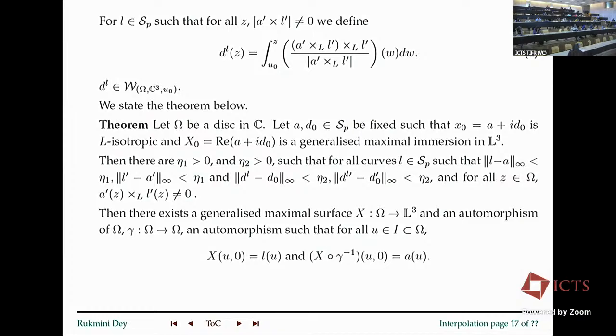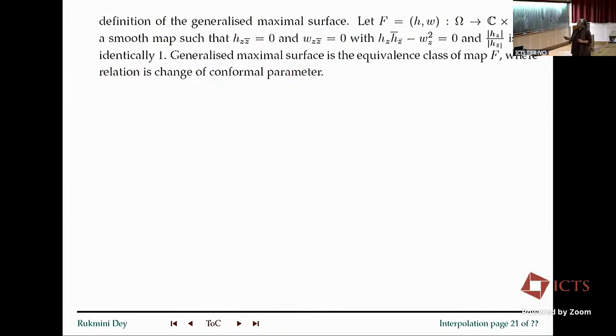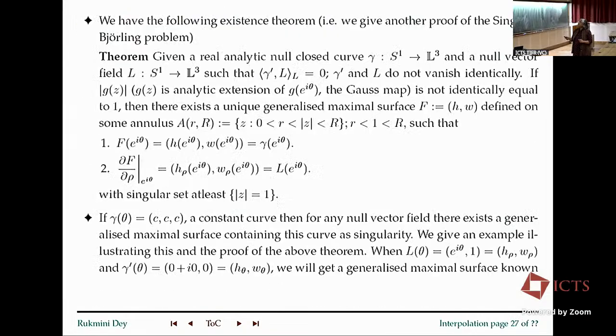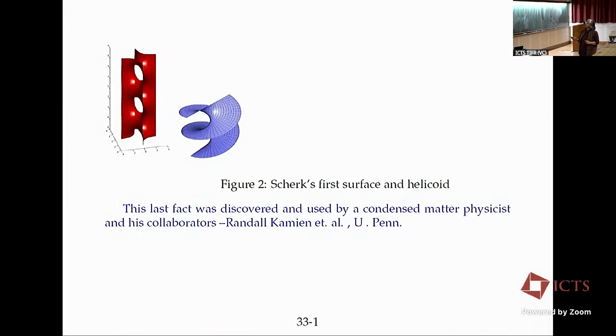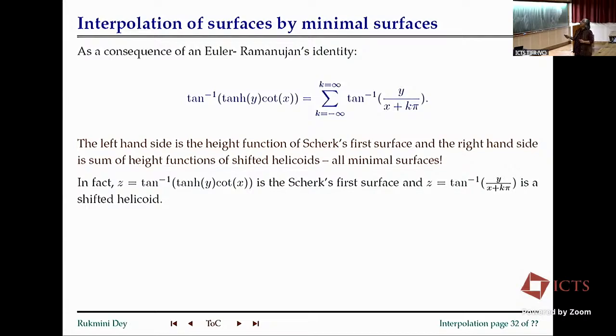Could you go back to the slide where you showed us a Scherk singly periodic surface? You claim that these physicists can actually decompose the height function. Yes, exactly. They actually decompose it as an actual sum of shifted helicoids. And I'm allowed to scale as well, right? No, not the scale one. Exactly. These are exactly minimal surfaces.